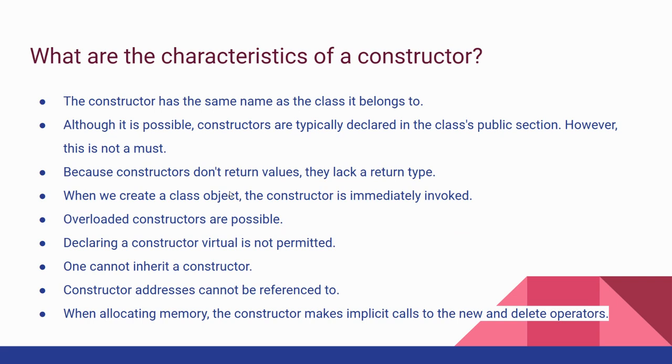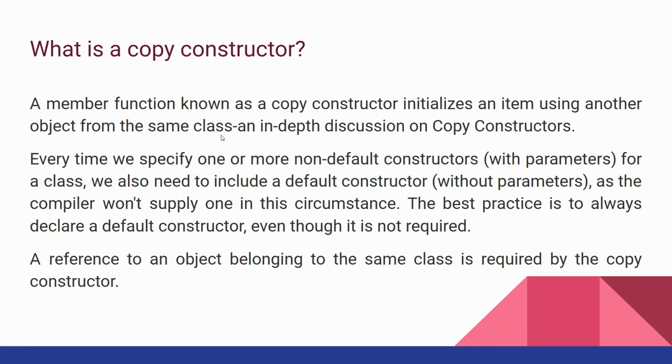Overloaded constructors are possible. Declaring a constructor virtual is not permitted. One cannot inherit a constructor. Constructor addresses cannot be referenced. When allocating memory, the constructor makes implicit calls to the new and delete operators. What is a copy constructor? A member function known as the copy constructor initializes an object using another object from the same class.